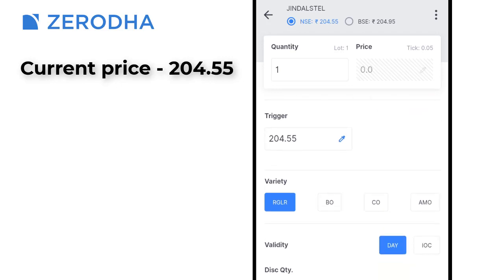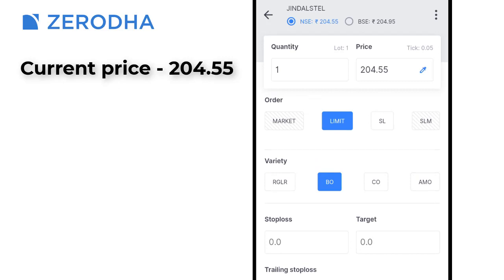Now let's look at the variety, which is regular. There is no stop loss and take profit. Then bracket order, which we are going to learn in this video. In a bracket order, as I explained, we need to enter a compulsory stop loss and take profit.